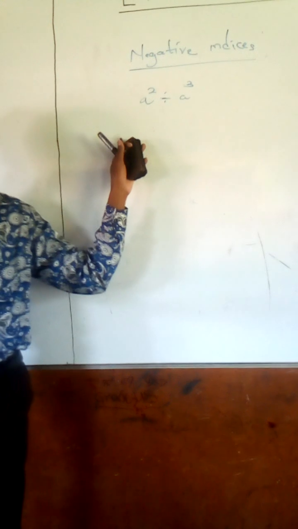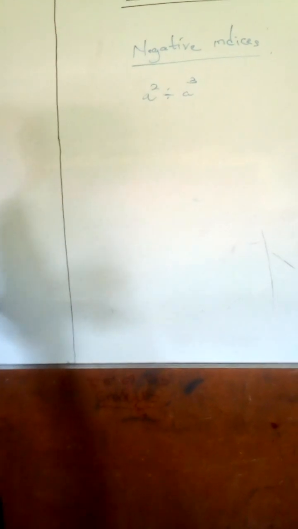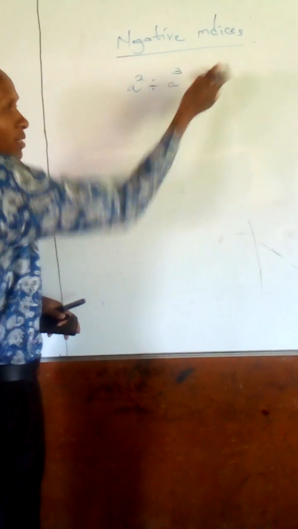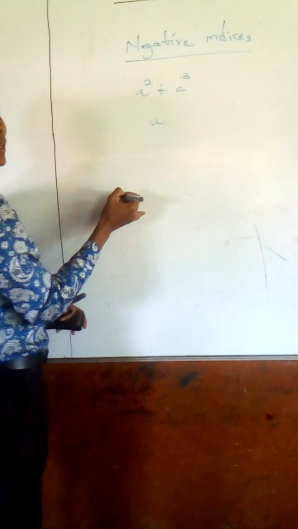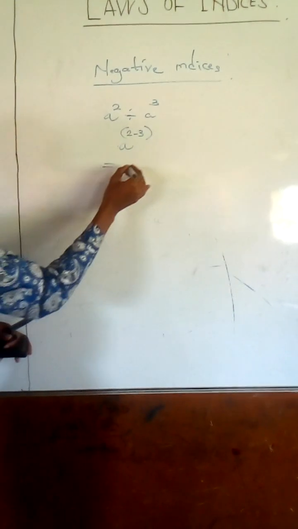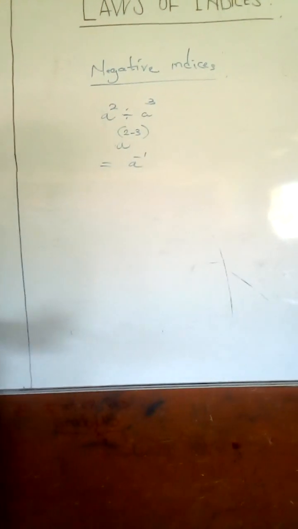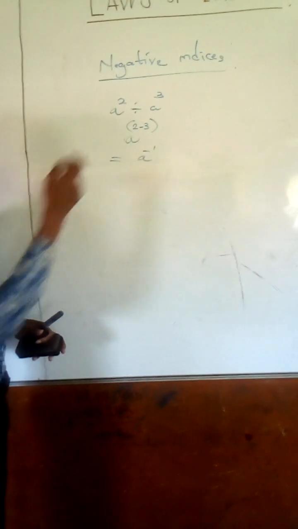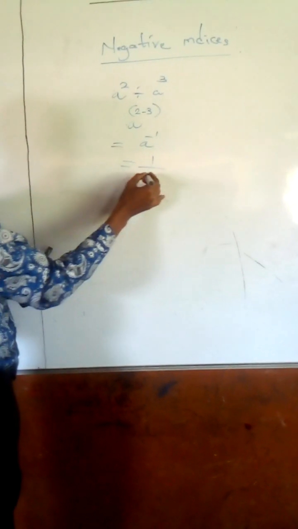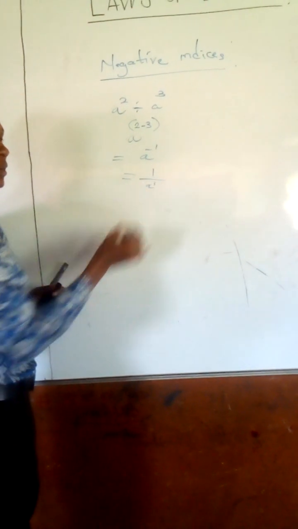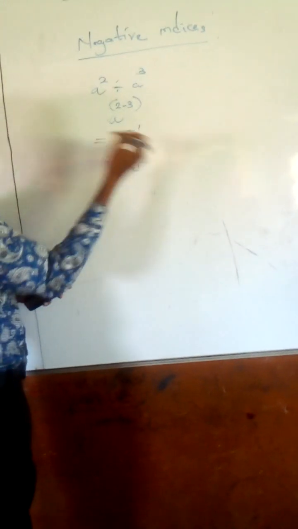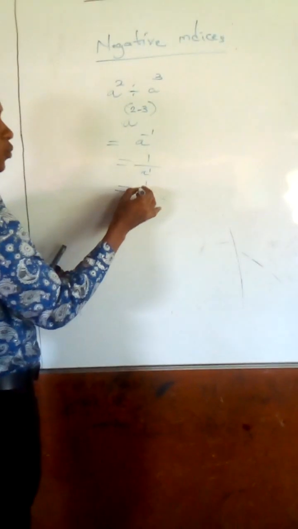Remember, according to the law of division, we are supposed to take one of the bases and then subtract the powers. So this is the same as a raised to 2 minus 3. The result will be a raised to negative 1. Now, when we raise a number by negative 1, it is the same as saying 1 all over a raised to 1. To change the negative to positive, just introduce 1 all over that number. So this will be the same as 1 all over a.